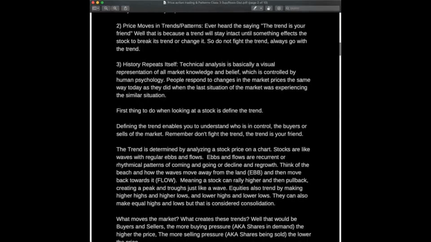The first thing to do when looking at a stock is, number 1, define the trend. What is that trend? We're going to learn about trends today. Is that trend up? Is it down? Is it sideways? Defining the trend enables you to understand who is in control. Is it the buyers? Is it the sellers? Is it the accumulators? Who is in control? Remember, don't fight the trend. The trend is your friend.